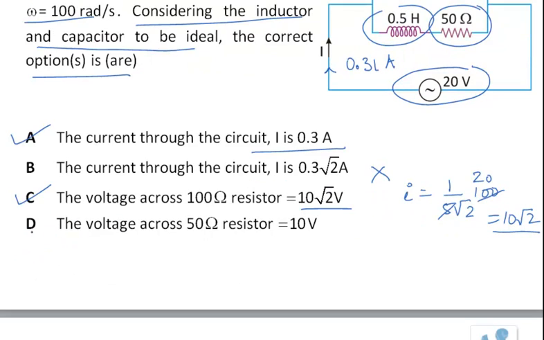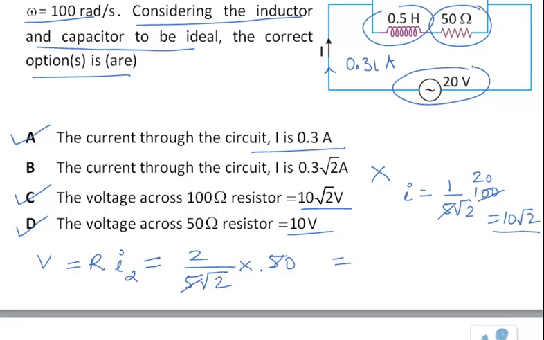Now the voltage across the 50 ohm resistor is 10 volt. Now let us see this. Current I2 is 2 upon 5 root 2. If you multiply it with the resistor, that is 50, we will get the voltage across this, which is 20 by root 2, which is again 10 root 2. So this option is incorrect. Option A and option C are the correct ones.